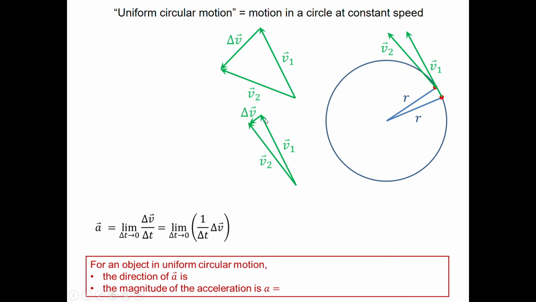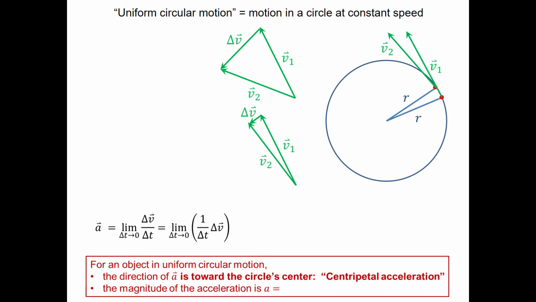So the answer is the acceleration is going to be in the direction of delta v, and delta v is perpendicular to the direction of v. And the direction perpendicular to the direction of v at time t1 is, at the location of this object, toward the center of the circle. In other words, in this diagram it would be pointing sort of down and to the left at that instant. So let's fill that in. That's half of what we asked for. The direction of the acceleration for uniform circular motion is toward the circle's center.